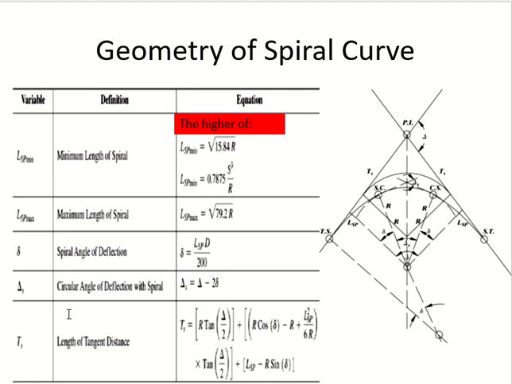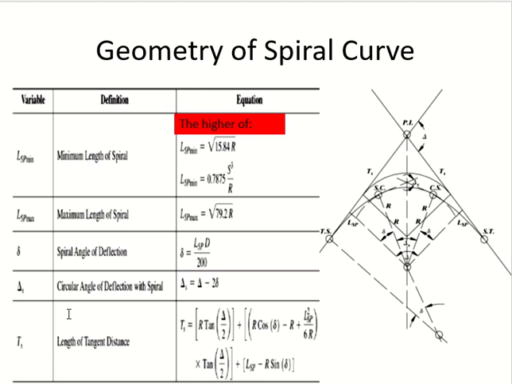Point of intersection. Delta is the total angle which you are trying to cover. Now this angle is achieved through three curves, right? Two spirals and one circle. So some of the delta is part of the spiral and some of the delta is part of the circle. The part which is covered by one spiral is represented with small delta.